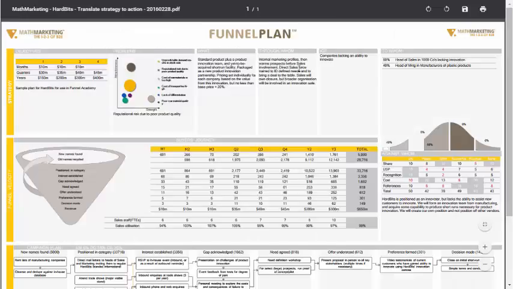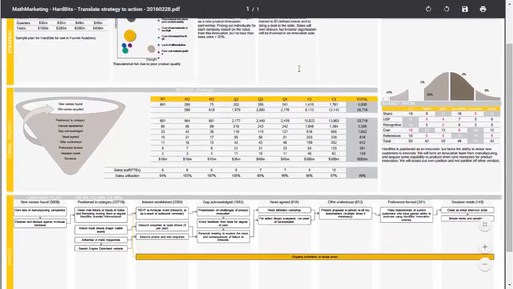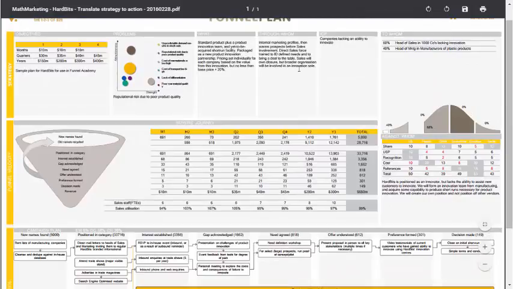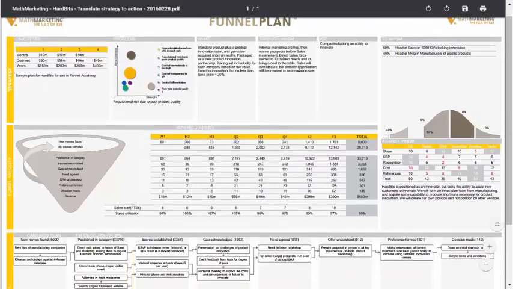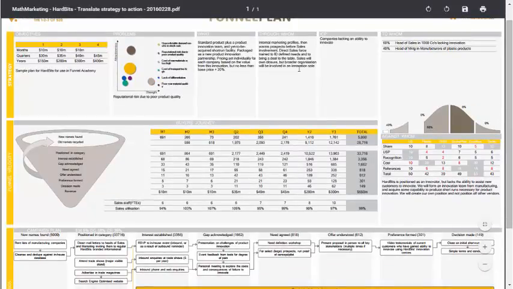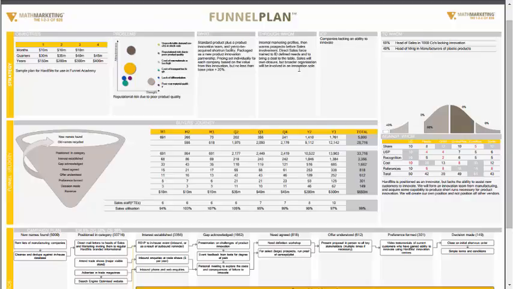So here it is. All of that information distilled into a one-page plan that you can stick up on the wall, share with sales and marketing, and be mutually held accountable to. I didn't want today to be a pitch about Funnel Plan, but obviously it's a great way to build your sales and marketing plan, and you can do enough of it for free. That's why I showed it to you today.